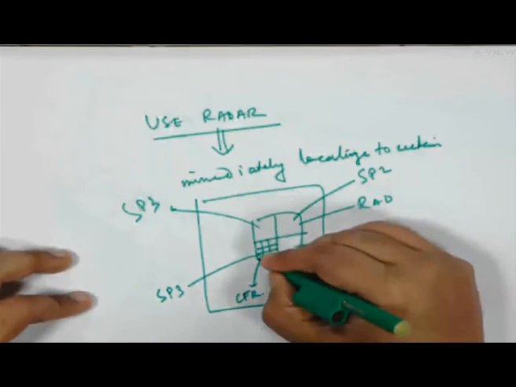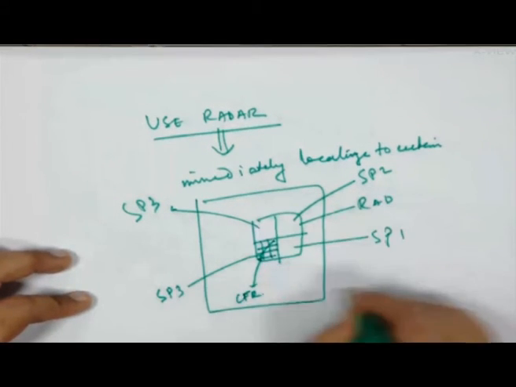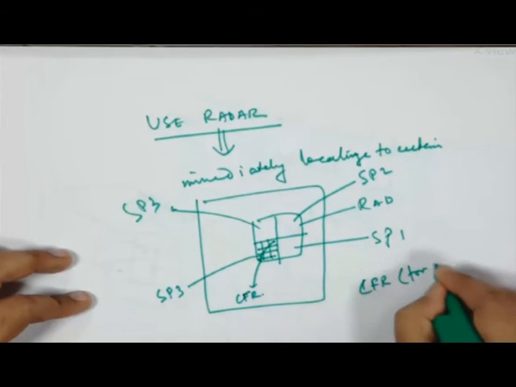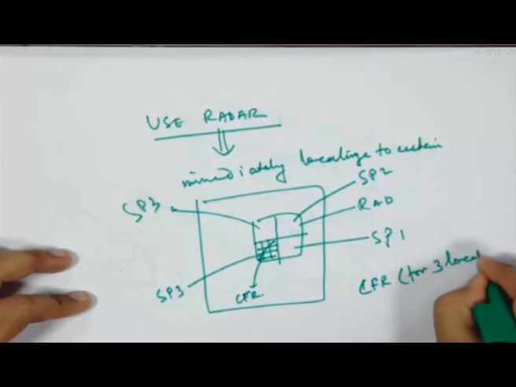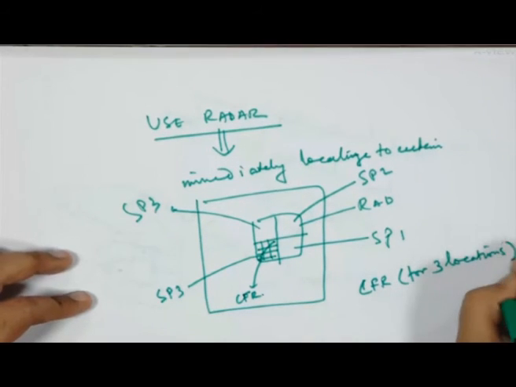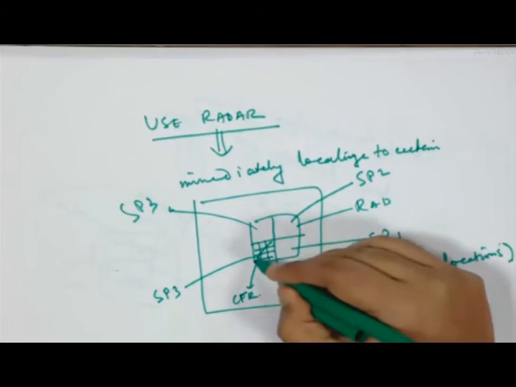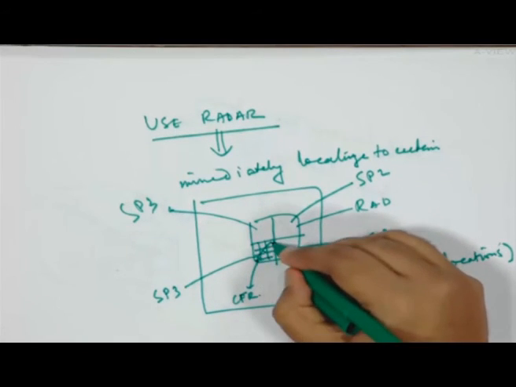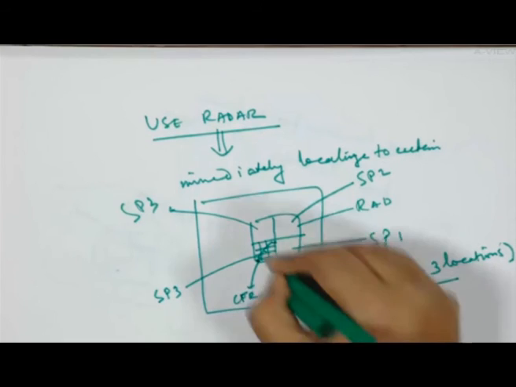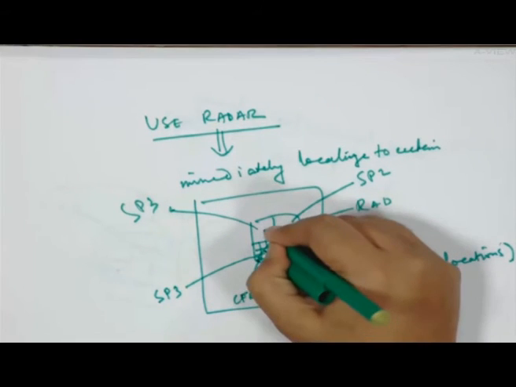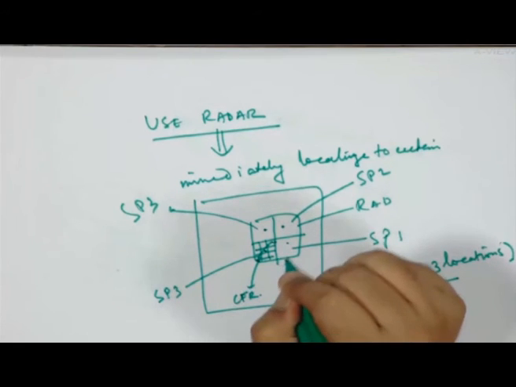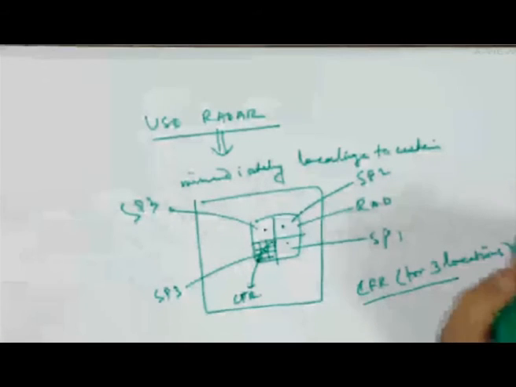Now you get CFRs for 3 locations. Check by majority where the CFRs for these 3 locations match best: here, here, here or here. Wherever it matches best, that is your location, that is your spot.